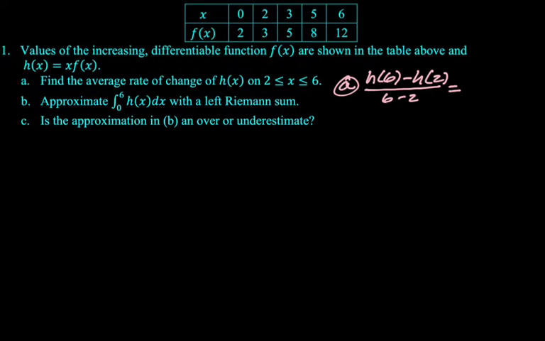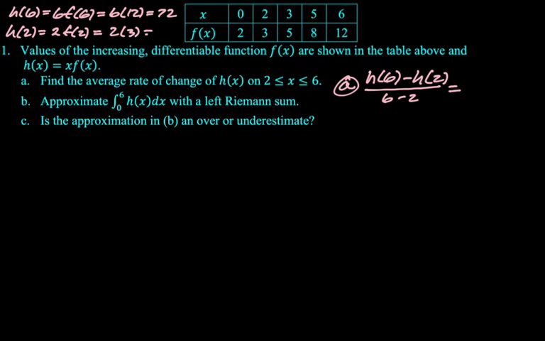Now we've got to actually figure out what h of 6 and h of 2 are. That's a big part of the problem. So h of 6 is going to be 6 times f of 6. You look up f of 6, it's 12, so 6 times 12, which is 72. H of 2 is going to be 2 times f of 2. So with all these functions, when they're defined kind of weirdly, just do it step by step, don't be afraid. They're never that bad. We look up in the table, f of 2 is 3, so this will be 2 times 3, which is 6. So we're going to do 72 minus 6 over 4, which reduces down to 33 over 2.